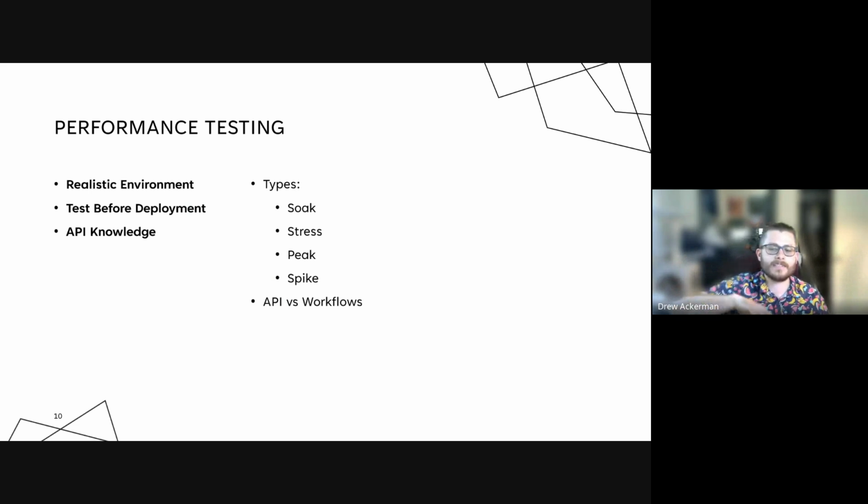A spike is taking that to the next level and saying, we're going to have a huge amount, more than the max that we usually have, two, three, four times as much traffic. What happens during that time, and what can we do to address it?